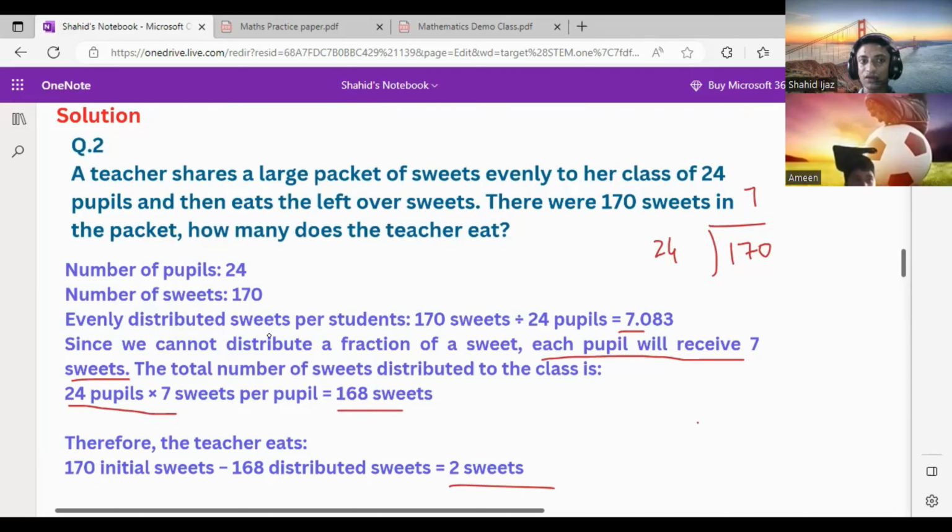It's mandatory to write statements like this. Total number of pupils, 24, number of sweets, 170. In this way, the examiner understands that a learner has fully understood the question. Okay, let's move to the next question. Any queries or questions?